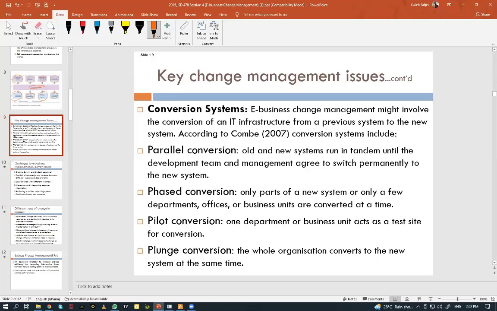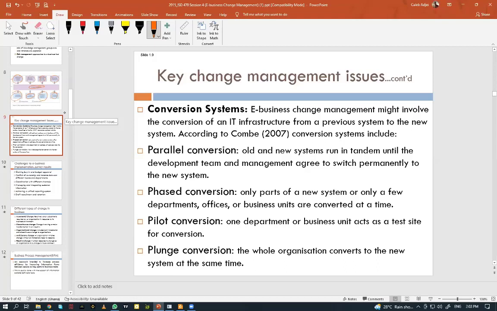So we can have a manual system of doing business and an online system of doing business, and all of them will be running at the same time. But with time, we'll phase out the face-to-face or manual, brick and mortar kind of business, and we'll concentrate solely on the online system.